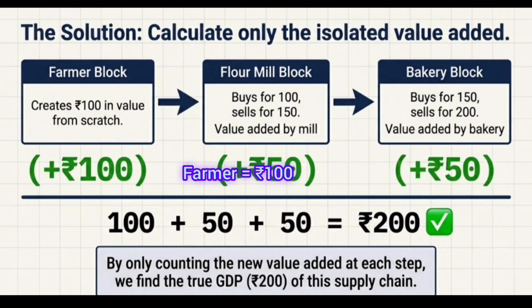Farmer is equal to 100 rupees. Flour mill is equal to 50 rupees. Bakery is equal to 50 rupees. GDP is equal to 200 rupees.